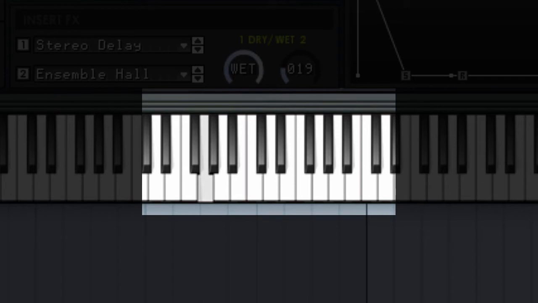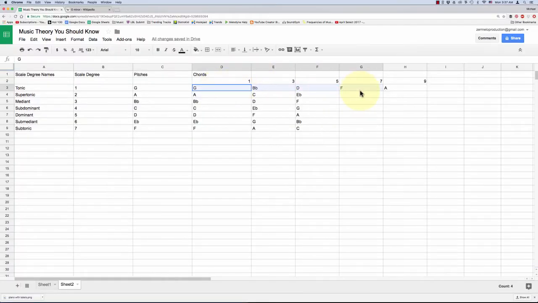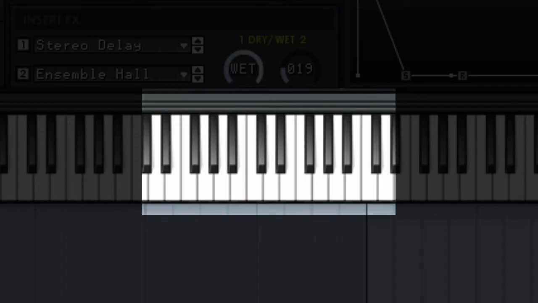G, B flat, D. G minor triad. Okay, now to get the G minor 7, we need to add in the F. All right. So let's play G, B flat, D, F.